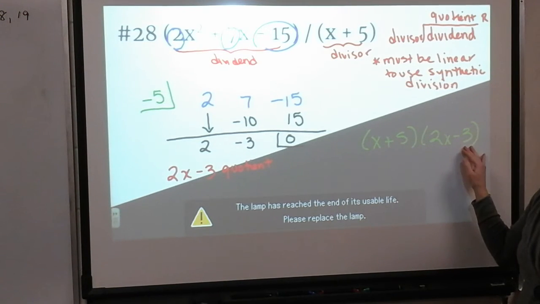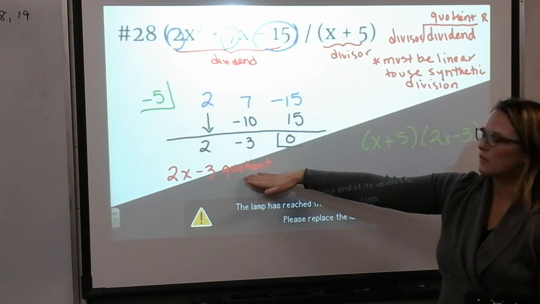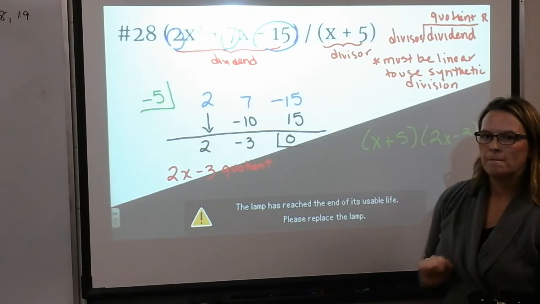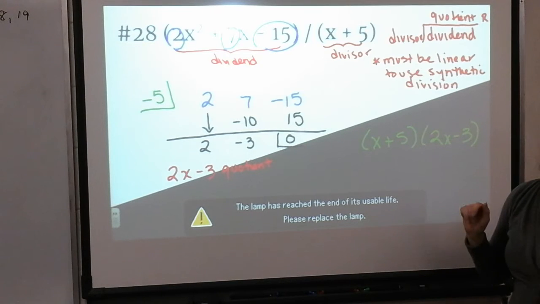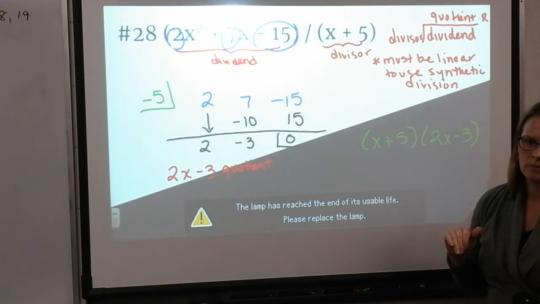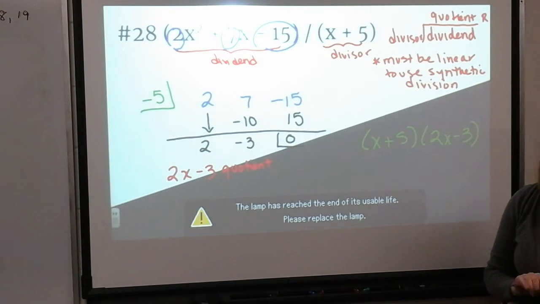So is that our answer? This would be our factored form. This is our answer though. Do we rewrite it in factored form? In this particular question, you only had to find the quotient. But if we were solving polynomials or rewriting something in factored form, which is the next step, then we would do that. So just read the directions. Any other questions on that one?